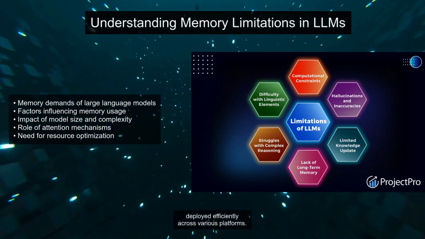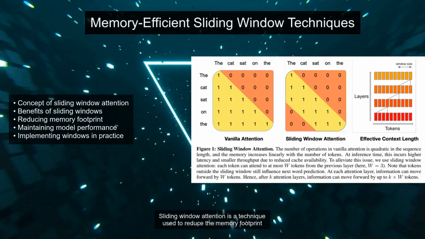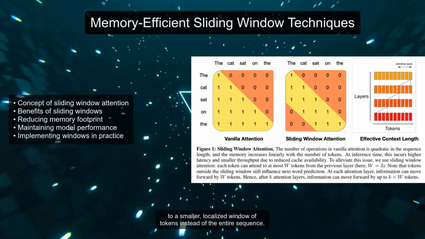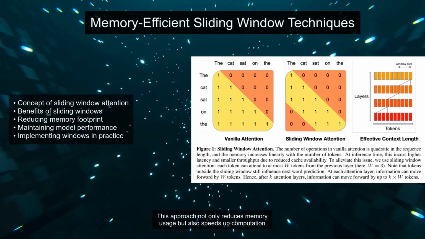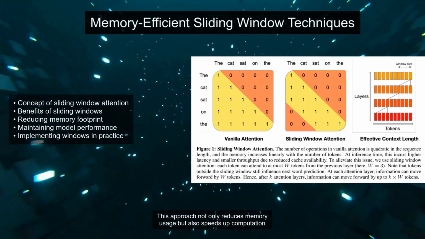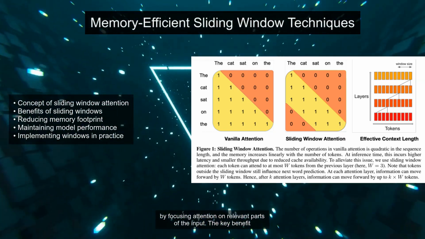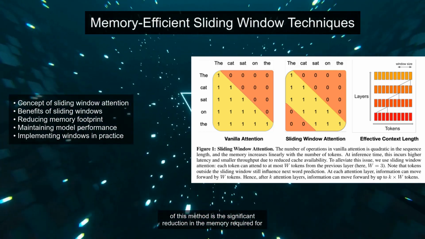across various platforms. Sliding window attention is a technique used to reduce the memory footprint of language models. The fundamental idea is to limit the attention mechanism to a smaller, localized window of tokens instead of the entire sequence. This approach not only reduces memory usage but also speeds up computation by focusing attention on relevant parts of the input.